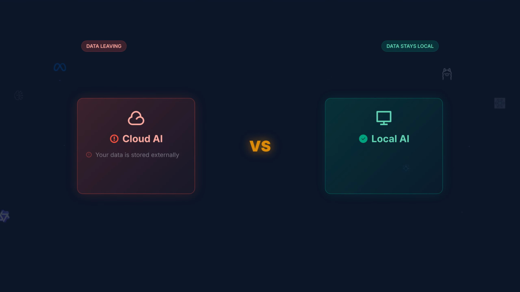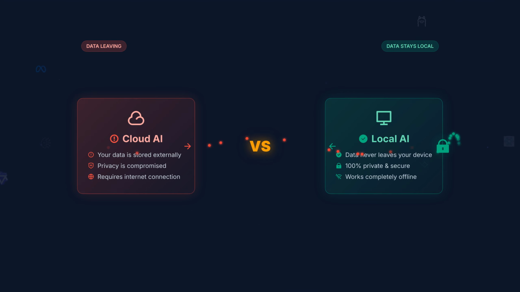Cloud AI is convenient, but your conversations are stored externally. Your privacy is compromised. Local AI changes everything. It runs right on your computer. Your data never leaves your machine. In this video: what local AI is, why it matters, the best tools, and how to get started in minutes.